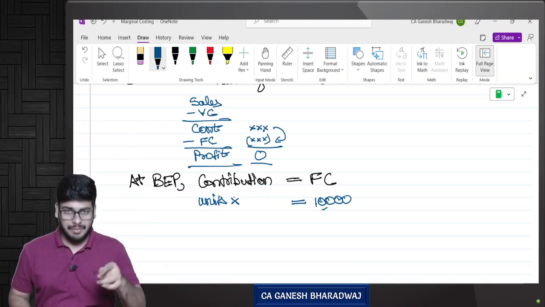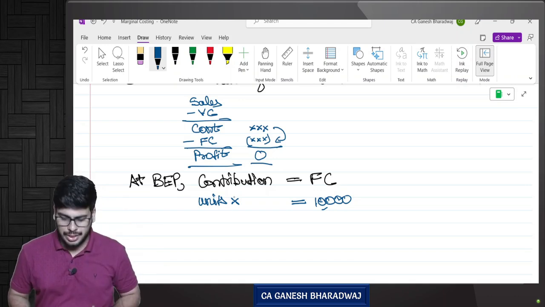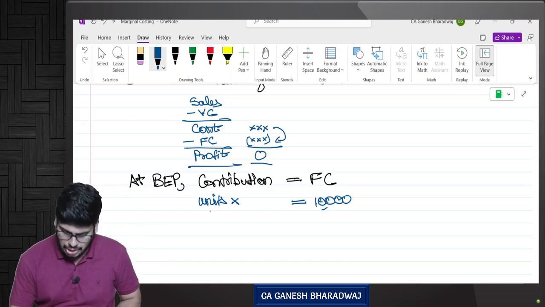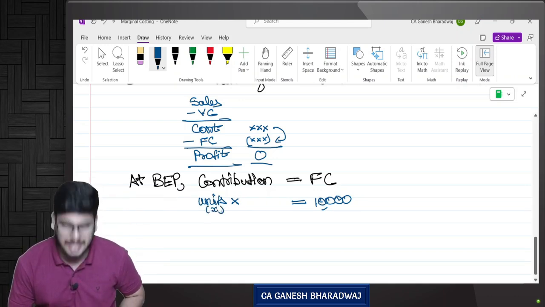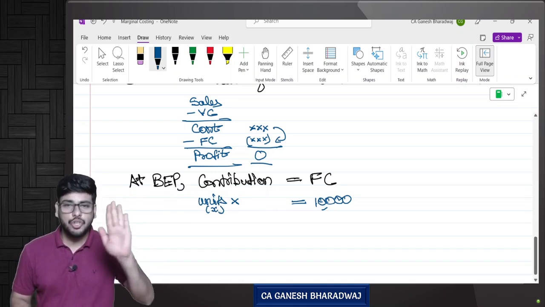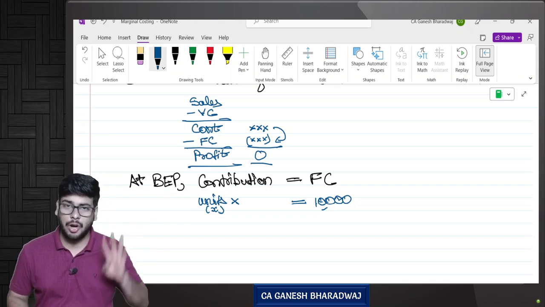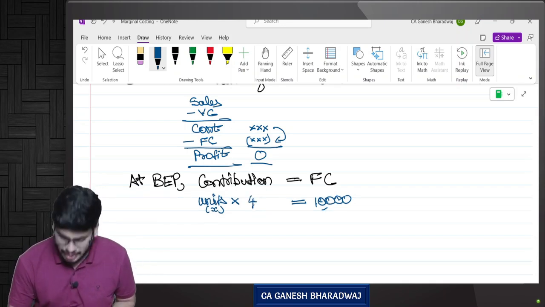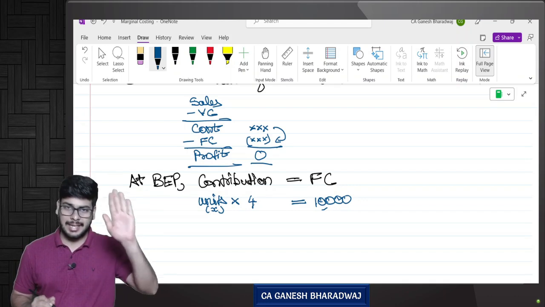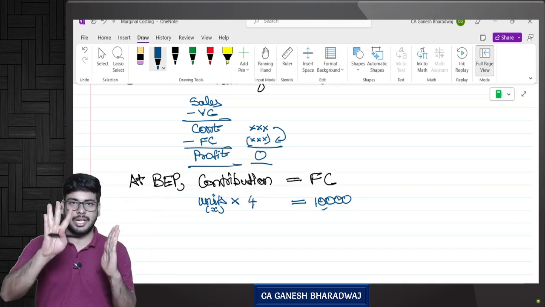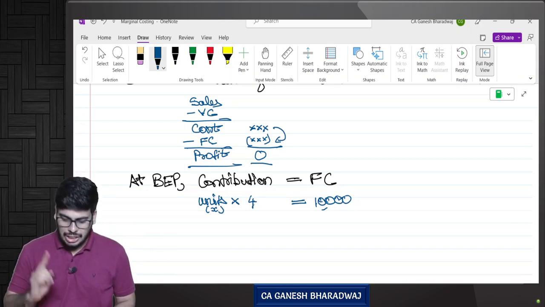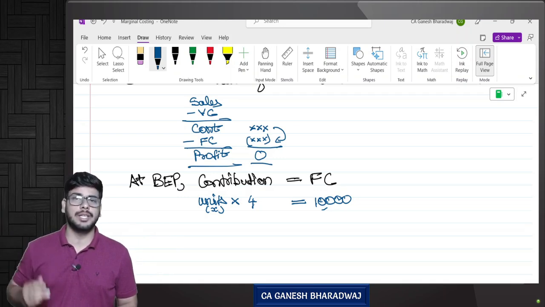So now can I say we need to find the units. So units, or we can even take X. If you want, you can even take this units as X, because that's what we need to find out. Units into every unit generates a contribution of how much? 4 rupees. So we know that we need to sell X number of units. Every unit generates 4 rupees, correct or not? So X into 4 should be equal to 10,000, correct?